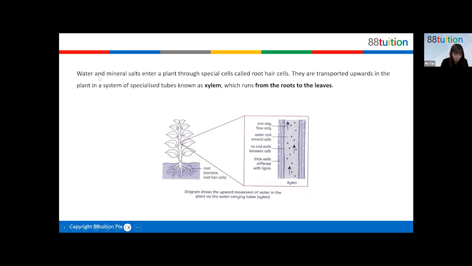All right. So water and mineral salts enter a plant through special cells called the root hair cell. Do you still recall how the root hair cell looks like? Yes or no? Yes. So the root hair cells, maybe I try to draw, maybe not so good. Okay, so this is how the root hair cell will look like. Now, tell me, what do you find in a root hair cell? Tell me the cell parts.